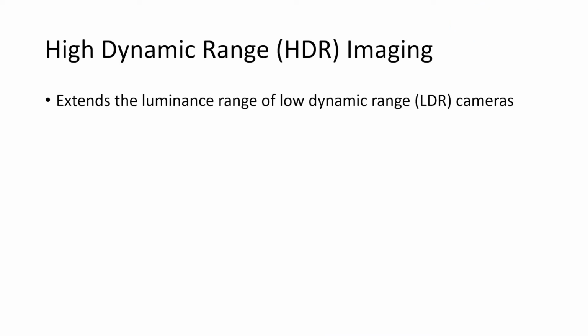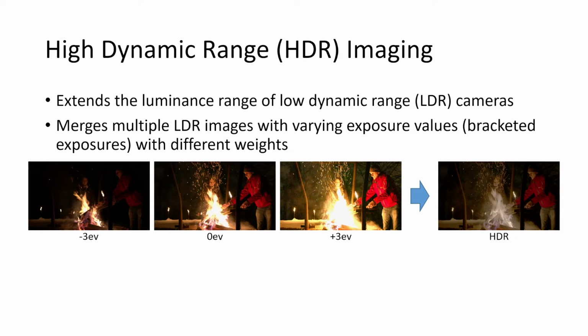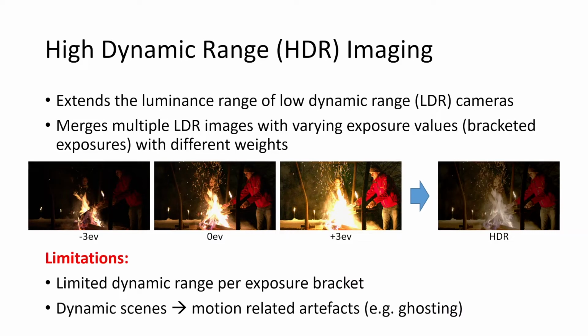High dynamic range imaging methods are used to extend the luminance range beyond what can be captured by a conventional low dynamic range camera. State-of-the-art HDR imaging methods typically involve capturing a sequence of low dynamic range images with different exposure values, also known as exposure bracketing, and then aligning them and merging them with different weights to produce an HDR image. However, HDR methods which combine a sequence of images are restricted by the limited dynamic range per exposure bracket, which can make alignment difficult if there are under or overexposed regions in the images. Furthermore, dynamic scenes can pose a big challenge for HDR imaging methods and can cause unwanted motion artifacts such as ghosting.